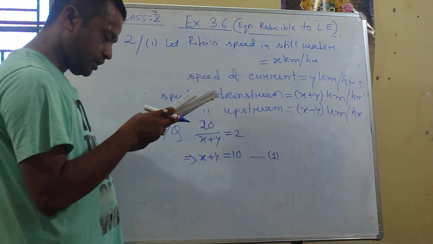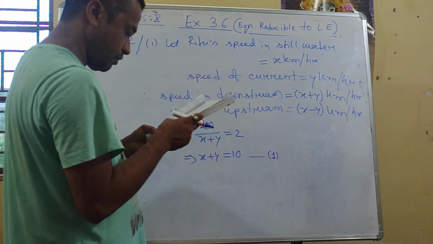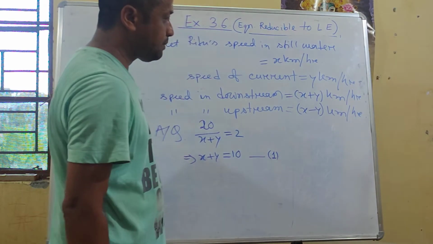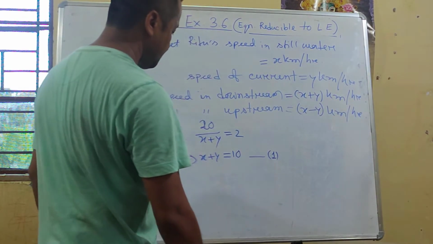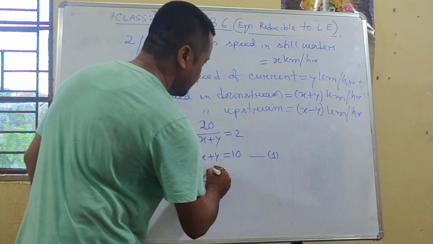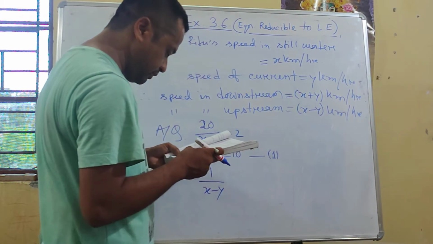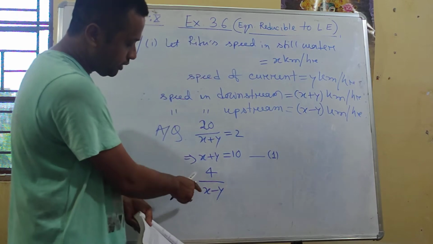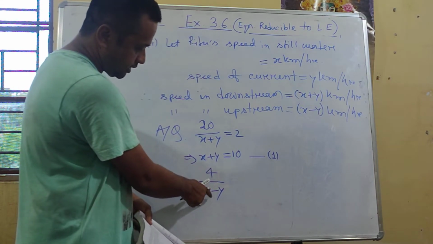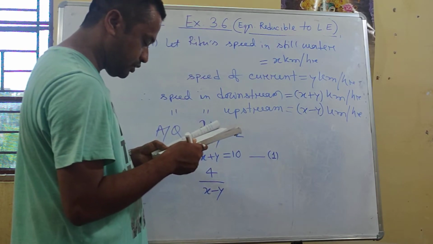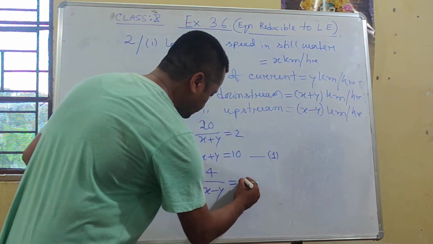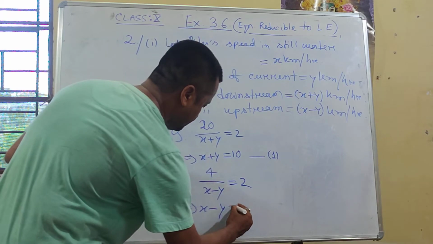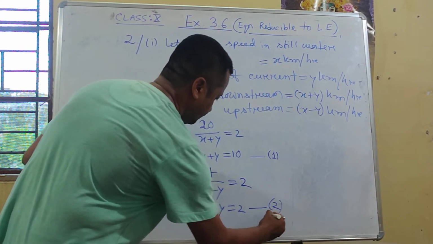And secondly, upstream 4 kilometer in 2 hours. So in upstream the speed is x minus y kilometer per hour, that is x minus y kilometer is covered in 1 hour. So 1 kilometer will be covered in 1 by x minus y. So 4 kilometer will be 4 into 1 by x minus y, that is 4 by x minus y. This 4 kilometer is covered in 2 hours, so 4 by x minus y is equal to 2. If you simplify, x minus y is equal to 2. So it is equation number 2.